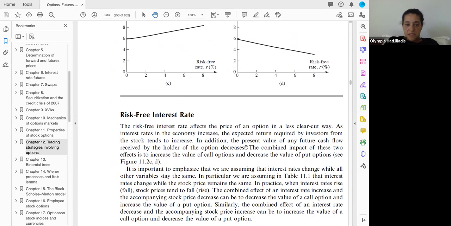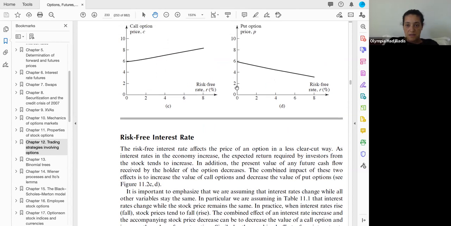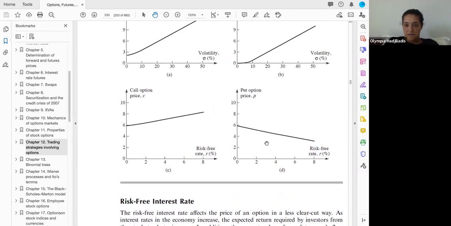So the risk-free interest rate affects the price of an option in a less clear-cut way. As interest rates in the economy increase, the expected return required by investors from the stock tends to increase. In addition, the present value of any future cash flow received by the holder of the option decreases. The combined impact of these two effects is to increase the value of a call option and decrease the value of put options. And this is seen in this graph over here, this graph and this graph.